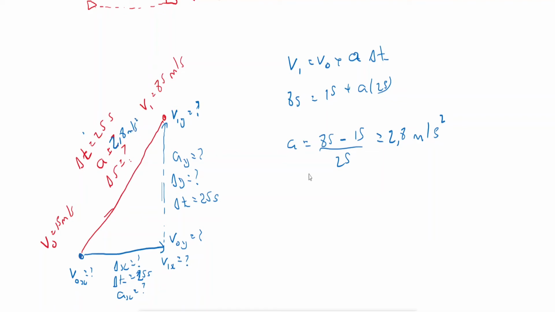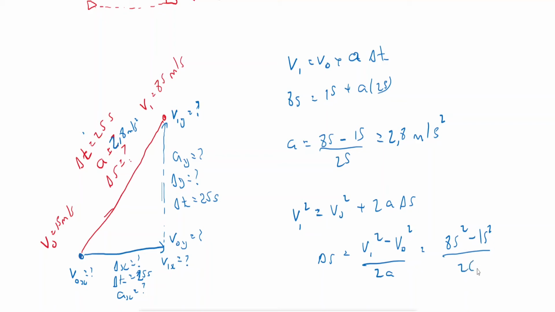Now I know it. Can I find delta S? Now I can find it because I know the acceleration. How can I find delta S? Well, I could say v1 squared equals v0 squared plus 2a delta S, because I know the acceleration now. So delta S would be v1 squared minus v0 squared over 2a, which is 85 squared minus 15 squared over 2 times 2.8. Okay, and how much is that? This is going to be 1,250 meters. So that's basically the distance that will be covered.